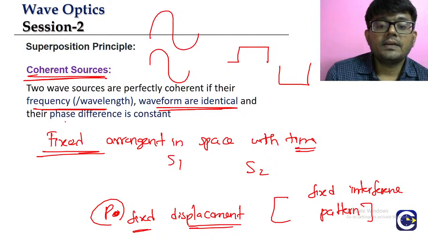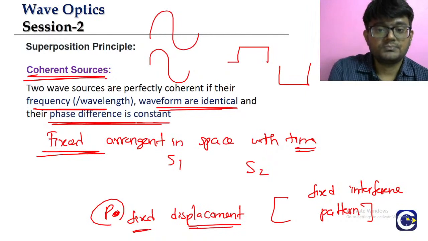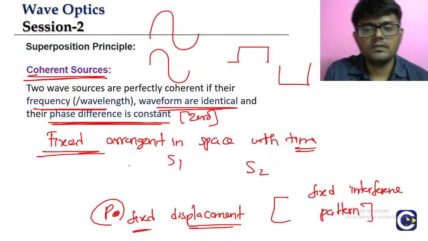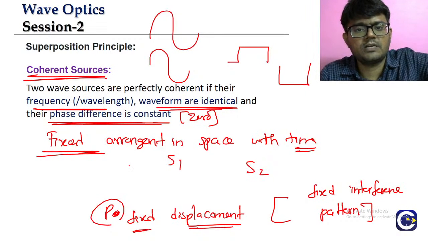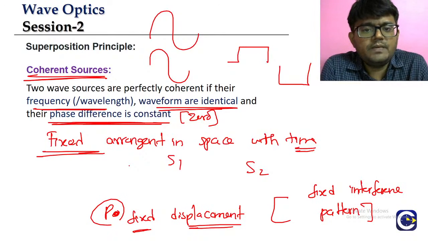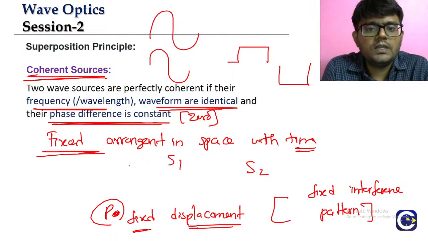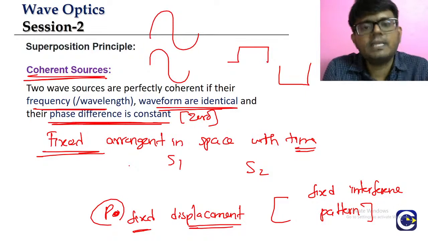And the phase difference at the source, wherever we are producing these waves, the phase difference must be constant. It can be zero also. From the source where these waves are being released, the phase difference between these two sources should be what? Constant. It can be zero also.